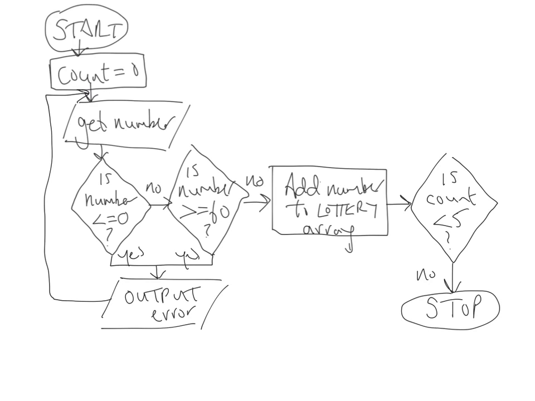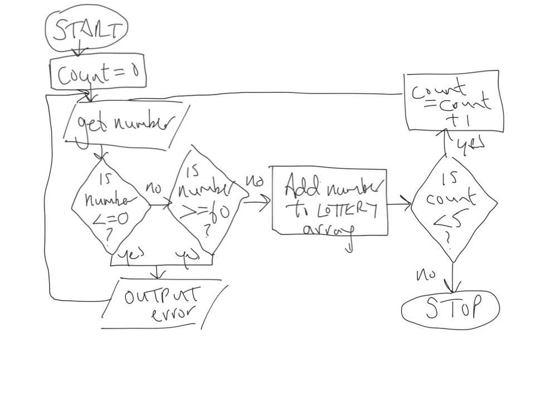If it's less than 5, then I'm going to add 1 to count, and I'm going to go back to get the next number. So let's run through this very quickly. We start, count set to 0, so we get a number.